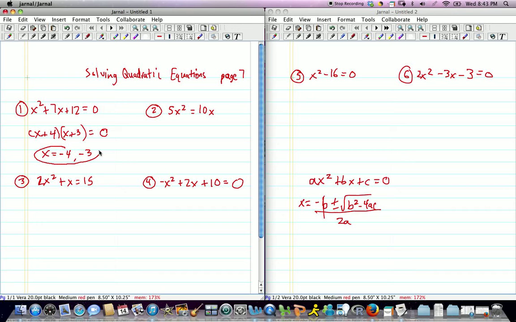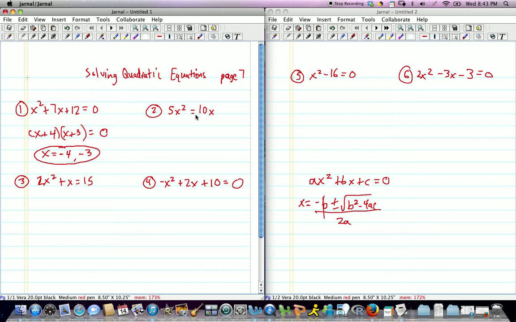Notice also that quadratics have two answers because the degree is 2. And that works for all polynomials. If I have a degree of 5, I'm going to have 5 answers. If I have a degree of 10, I have 10 answers. So here I have a degree of 2, I have 2 answers, and they're negative 4 and negative 3.